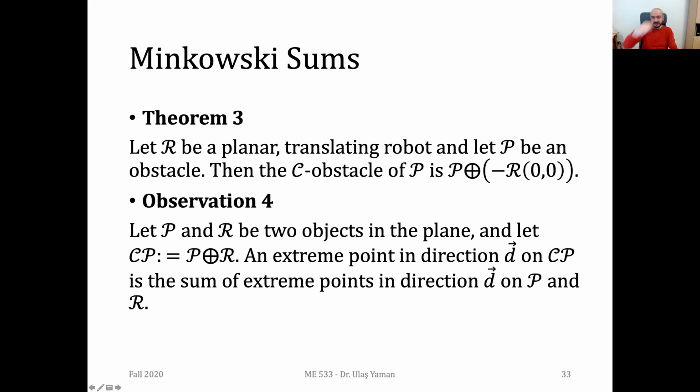Now let's focus on a specific property of Minkowski sums. Assuming that we have two objects, P and R, in the plane, and CP is again equal to, this time, this is nothing related to the previous theorem, it's another observation. If you take the Minkowski sum of these objects, then there might be an extreme point in the direction.